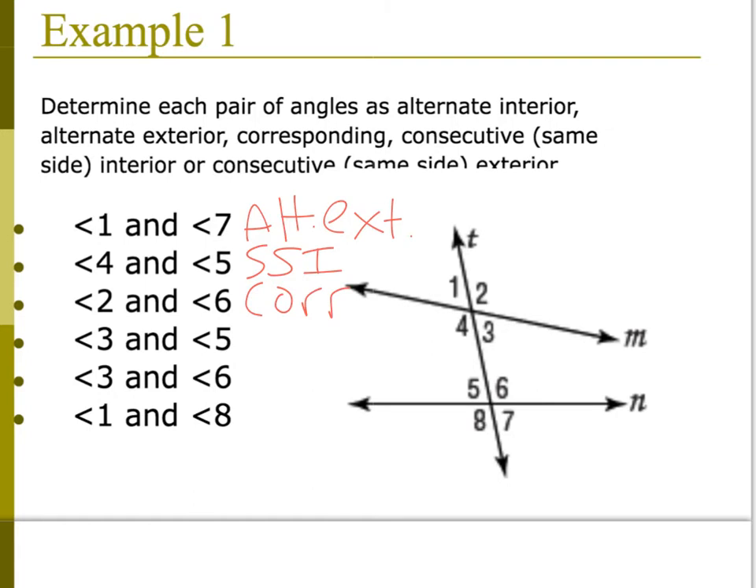3 and 5, those are alternate interior. And we got 3 and 6, those are same side interior. And then we've got 1 and 8, those are same side exterior. You will be asked to identify angle pairs much like this on your quiz.